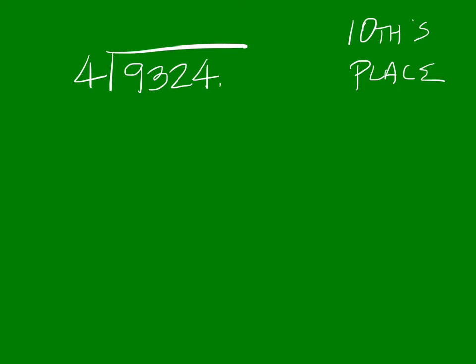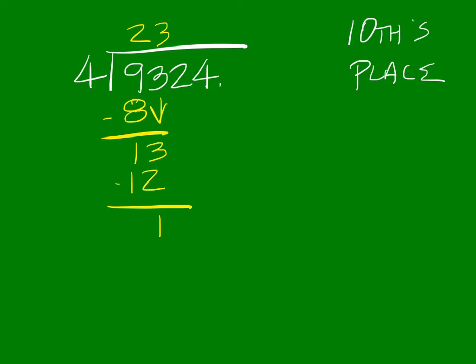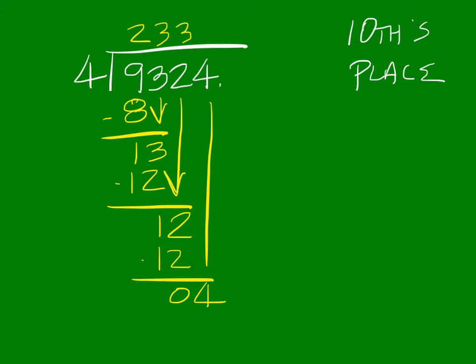On the practice problem, 4 will go into 9 twice, which is 8. 1 left over. Drop the 3. 4 into that 3 times for 12. 1 left over. Drop the 2. 4 goes into that 3 times. With nothing left over, drop the 4. 4 into 4 1 time. And that's it. It doesn't go any further than that.